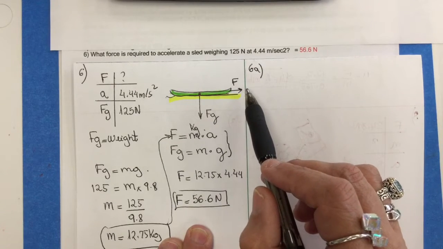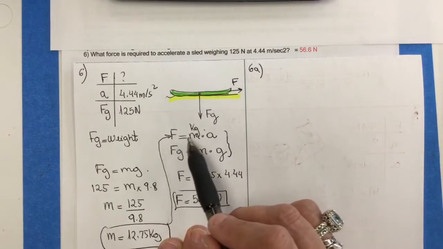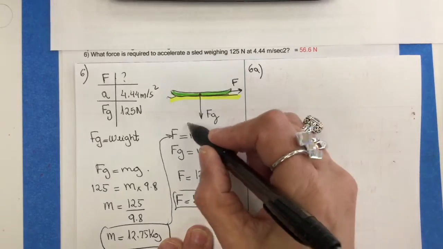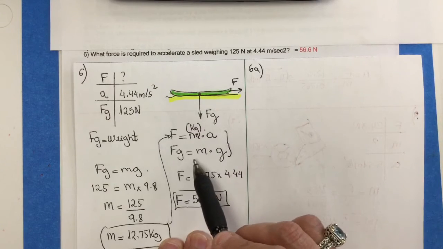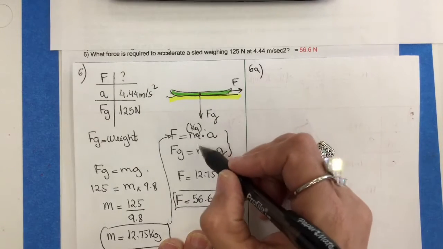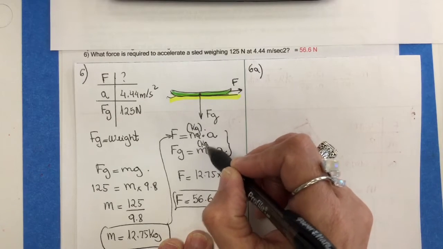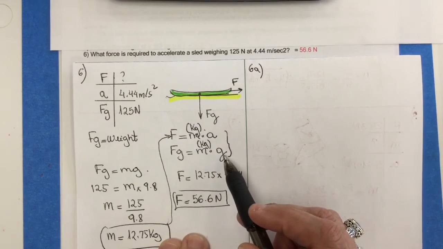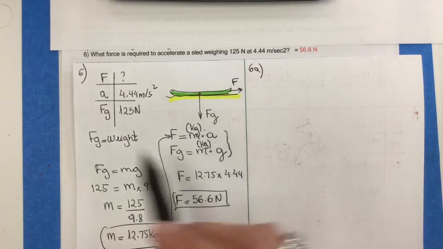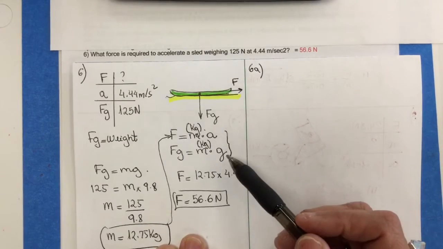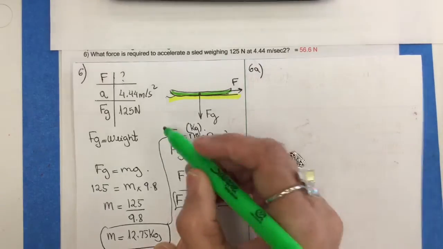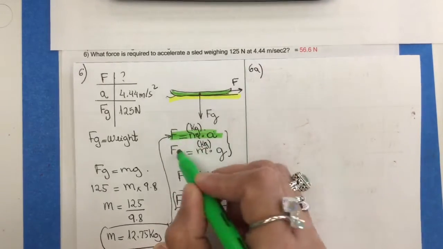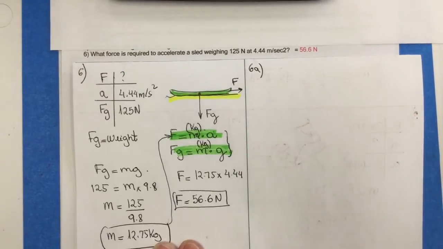The applied force or the pull force is mass times acceleration, but this mass must be in kilos. The weight is Fg equals mg, so the mass must be in kilos as well. And g is the acceleration of gravity, which is 9.8 meters per second squared. So we have those two formulas that we need to work and find a solution for this problem.